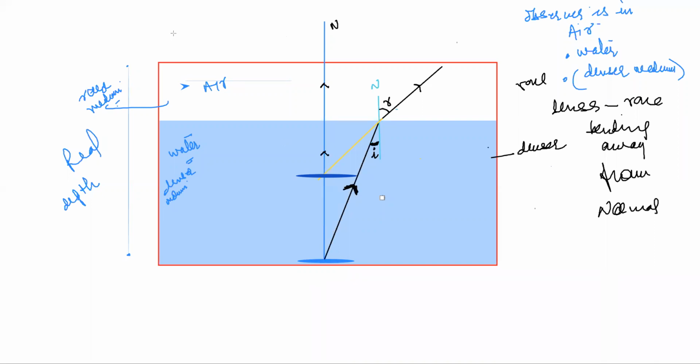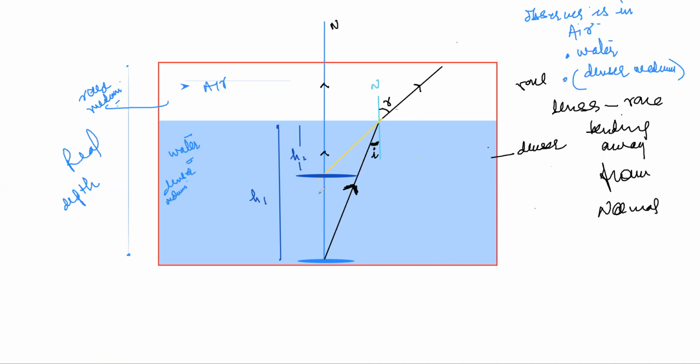So you can understand the point is that I am not witnessing the coin at its actual position, rather it is at some shorter height than its actual height. Say H2. And what is the real height? This is the real height. Say H1. You can see this very carefully.